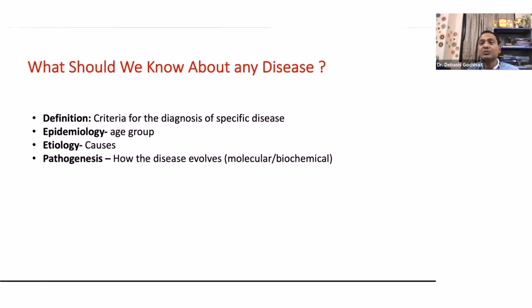Then comes how the disease happens. Suppose when we talk about carcinoma cervix, first there is an HPV infection. HPV infection happens at a young age or during early sexual exposure.